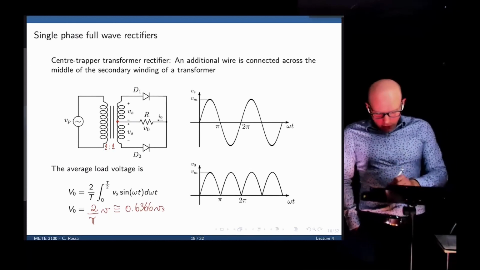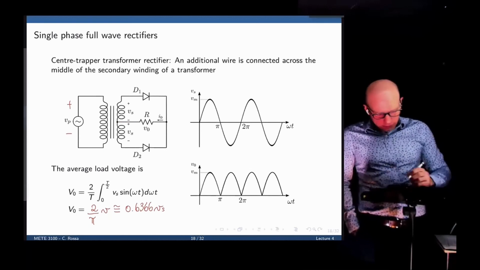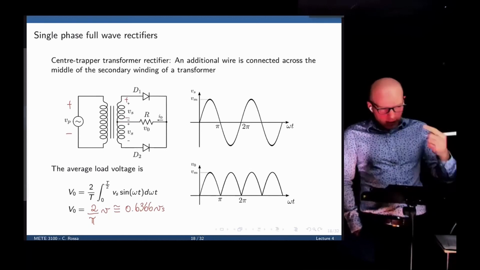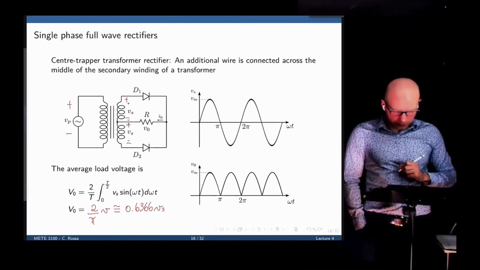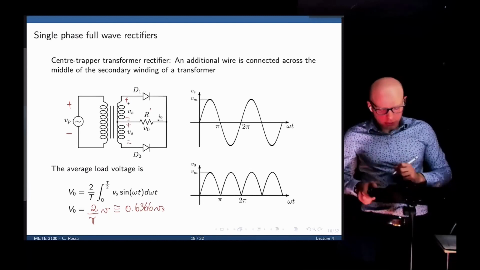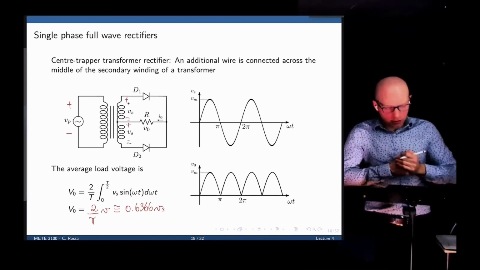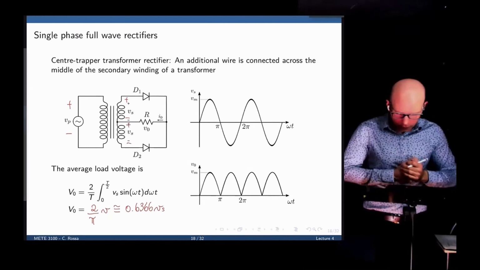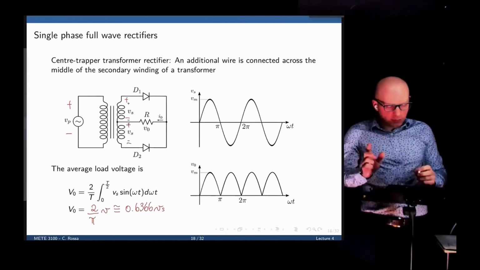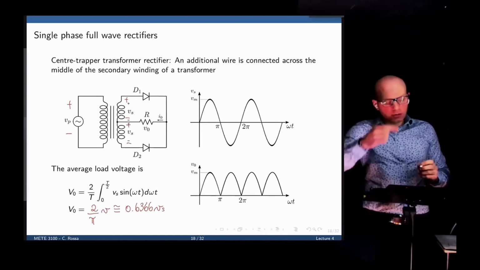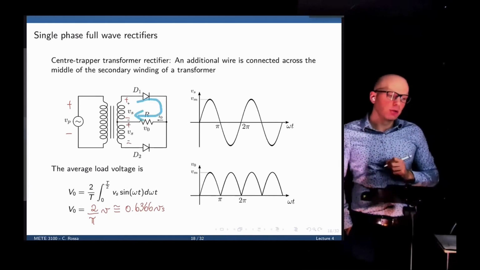In the positive cycle of the input voltage, we have positive, positive. So this is positive, positive, and the second branch is positive, negative, like that. R is our load. Which diode now conducts current? The top or the bottom diode? D1 or D2? In the positive cycle, we see that the top diode is forward biased, so current flows through the load through diode D1.